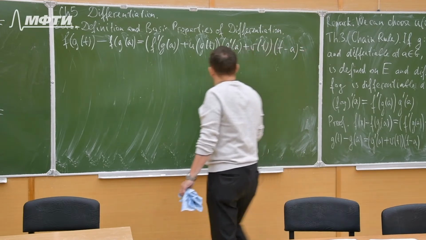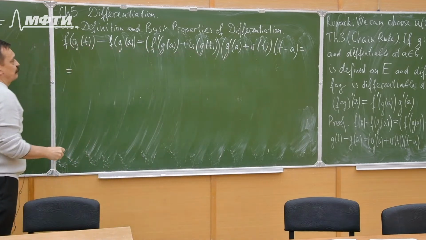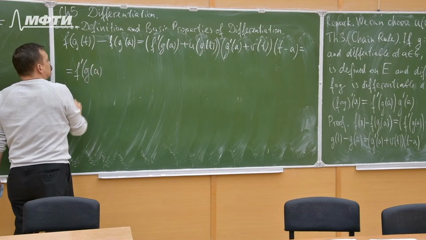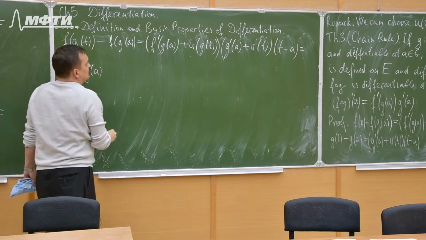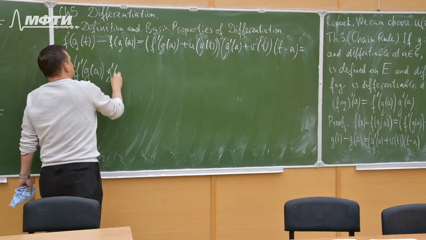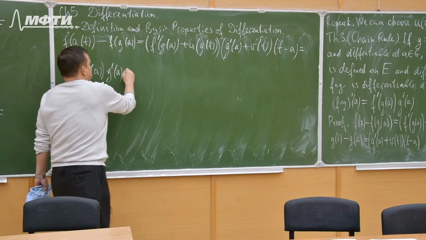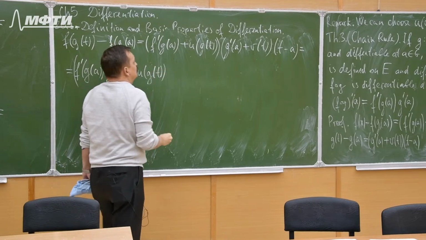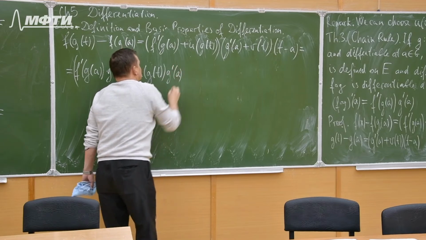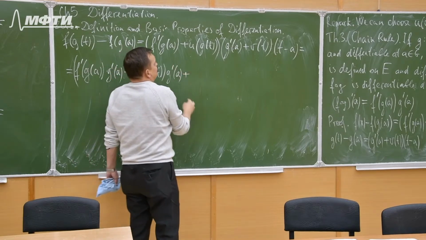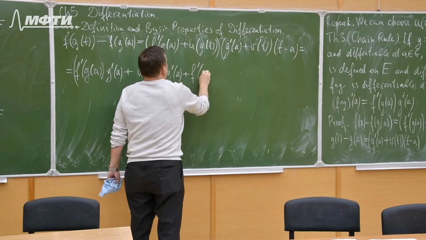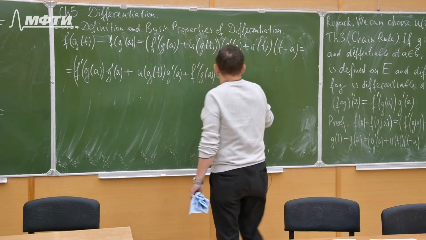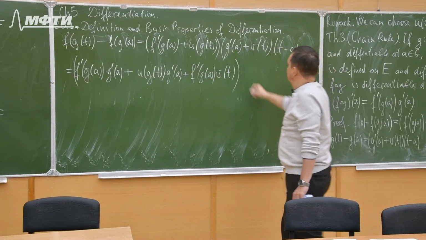Okay, let's rewrite what we obtained then. We have f prime at g of a times g prime of a plus u of g of t times g prime at a plus f prime at g of a times v of t, brackets are closed, times t minus a.